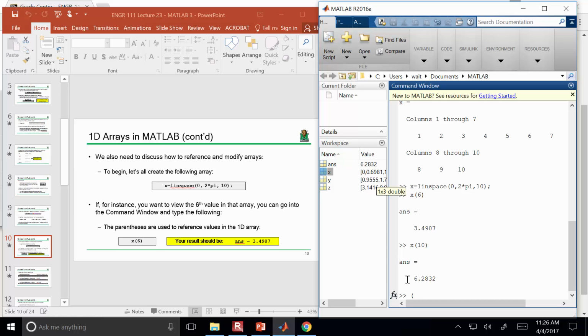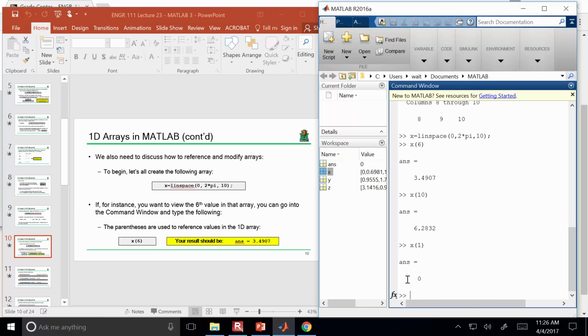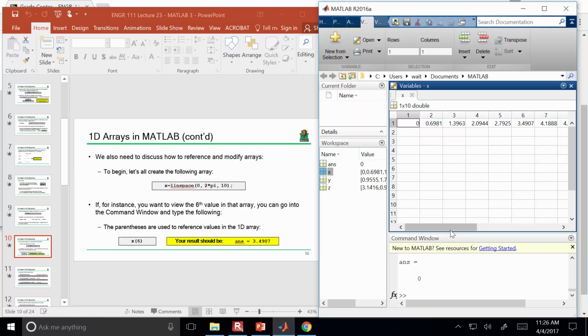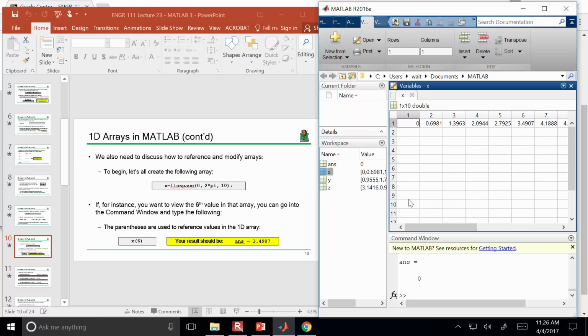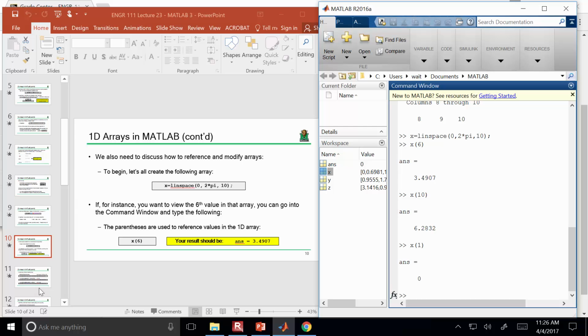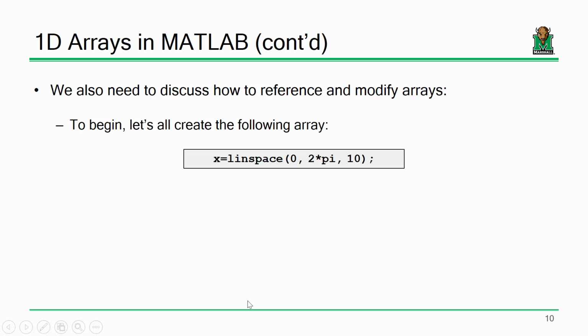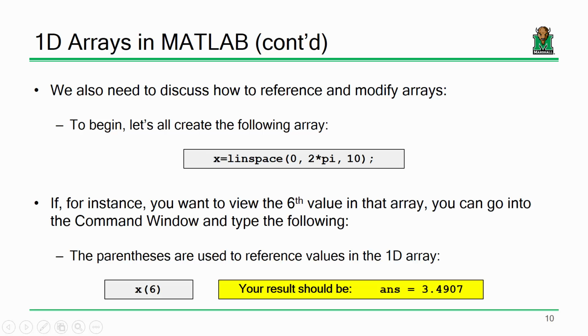If we want to know the 10th value in the array, remember that was 2 pi. Or the first value in the array, which was 0, our beginning range. So it's an alternate way to look at the data. One of them is just to open up and look at the variable through this Excel-like viewer, and the other is to put which value we want to see inside parentheses. Did everybody get that?